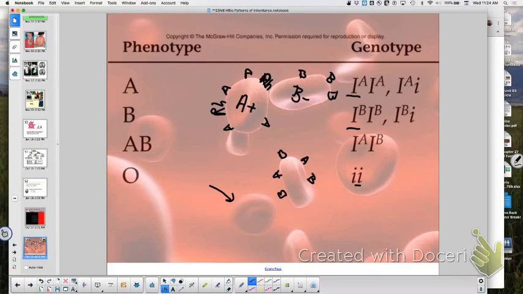So what kind of blood could accept anybody's blood? AB positive. Nothing would make it angry. What's the best blood to give for donating? O negative. You don't have the A, you don't have the B, and you don't have the Rh.